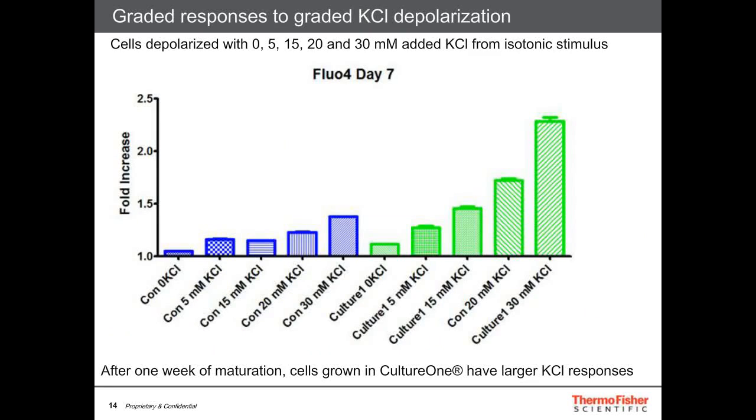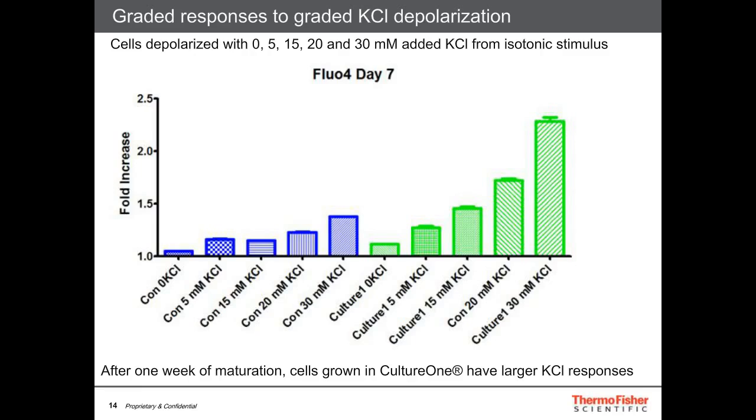I'll point out the y-axis here. This is a measurement in high throughput called delta F over F. That's fold increase in signal. So really that's just a running average of the starting signal at 1.0, and then following the stimulus, what the relative change is in time as the signal progresses.